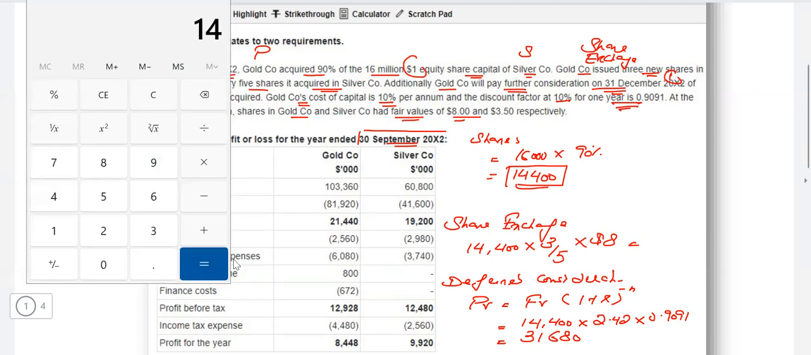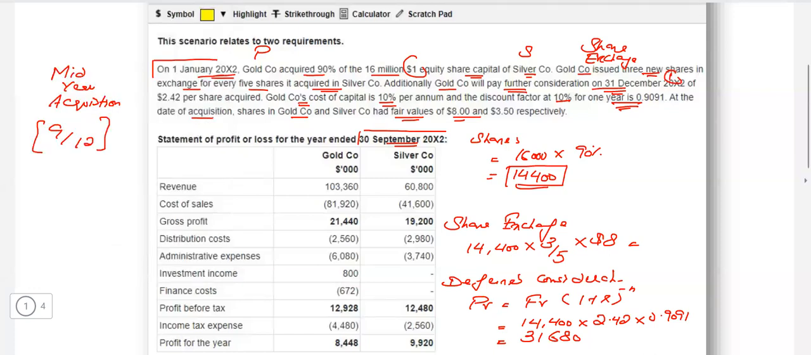So again, 14,400 into 3 divided by 5 into 8. It is 69,120. So we are done with this paragraph where we have calculated the share exchange and the deferred consideration. All these things must be done on the spreadsheet, but I was explaining to you, so that is why I have done it over here.